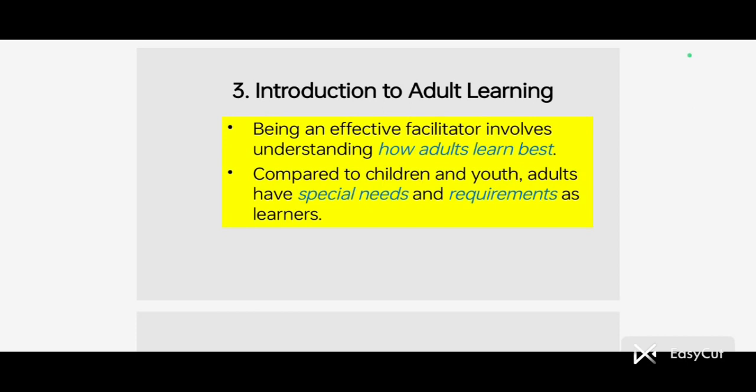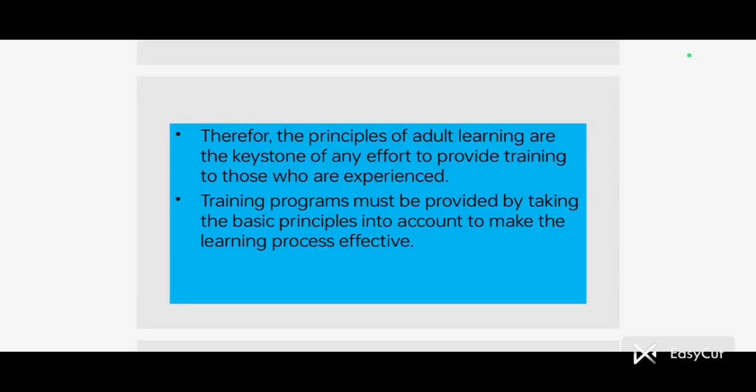Now, compared to children and youth, adults have special needs and requirements as learners. That is very important. We don't see adults and children in the same way when we take learning, when we plan learning, when we implement learning. That is why it is important to learn about adult learning, adult learning principles, and the characteristics of adults. Therefore, the principles of adult learning are the keystone of any effort to provide training to those who are experienced. Training programs must be provided by taking the basic principles and characteristics of adults into account to make the learning process effective.